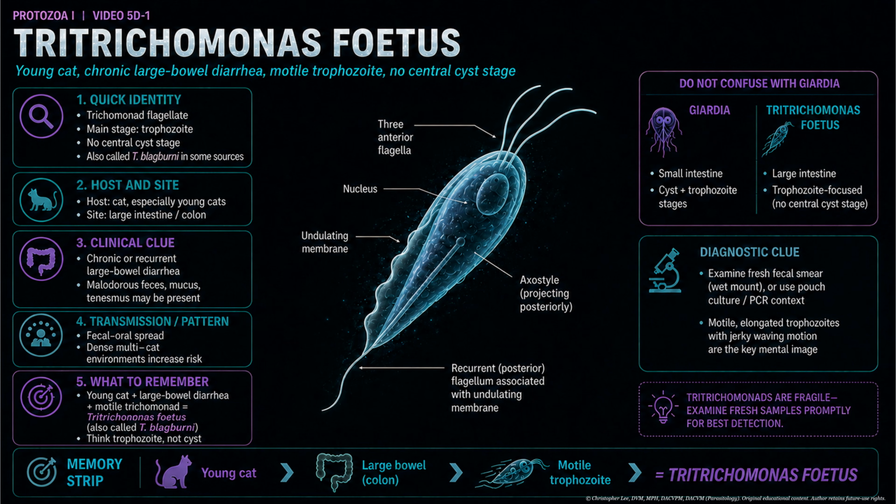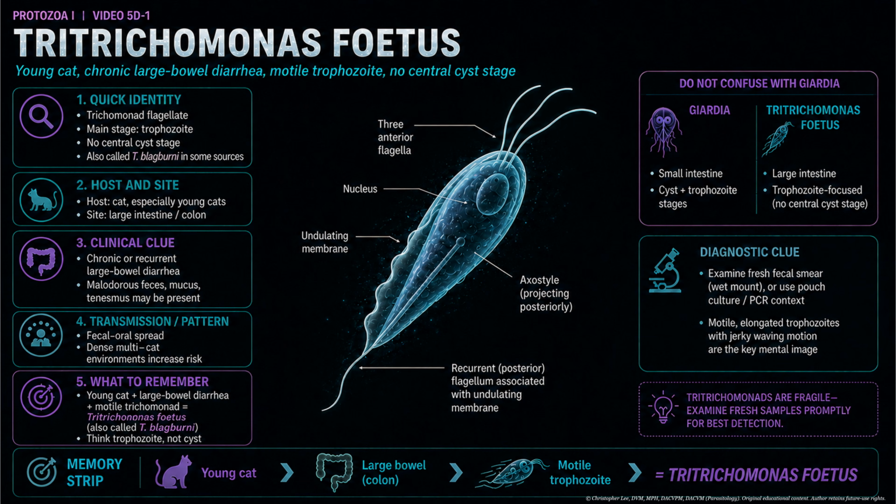Tritrichomonas fetus is the young cat large bowel flagellate. The name contains Greek roots for 3 and hair, reflecting the prominent hair-like flagella associated with this organism. Clinically, think of a kitten or young cat, especially from a dense multi-cat environment with chronic or recurrent large bowel diarrhea. The feces may be malodorous, contain mucus, and tenesmus may occur.